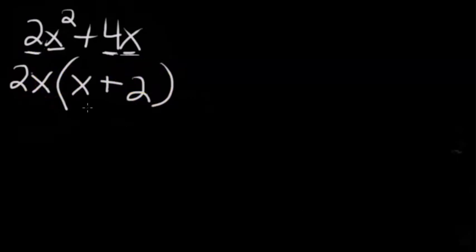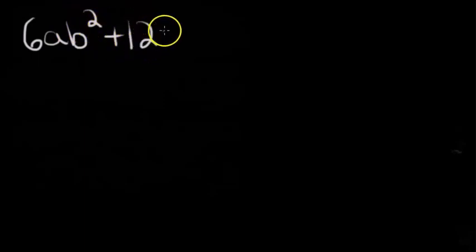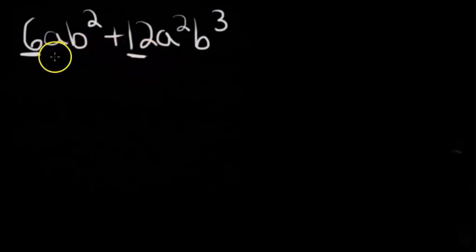Let's try one more example. Say we have the expression 6ab squared plus 12a squared b cubed. Now what is our GCF in this example? Well, notice that we have a 6 and a 12. Well, those are factorable with each other. So if we have 12 divided by 6, that would be 2.